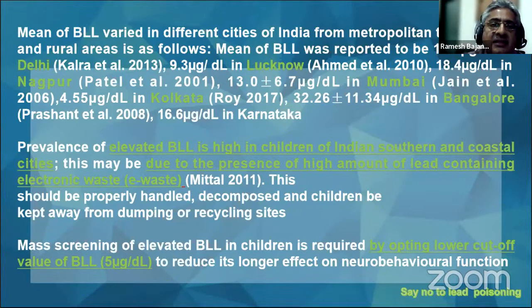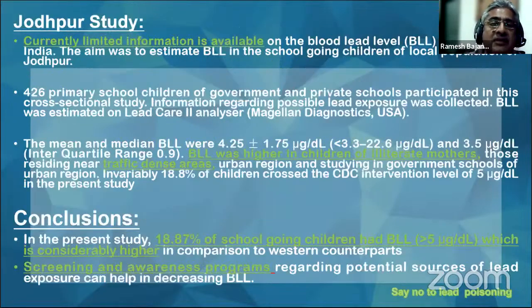In one study, the mean BLL varied in different cities, Lucknow, Nagpur, Delhi, Kolkata, in different studies. Prevalence of elevated BLL is high in children of Indian southern and coastal cities. This might be because they are software hubs and there is a high amount of lead-containing electronic waste. So this should be properly handled and decomposed, and children should be kept away from dumping or recycling sites. Mass screening of elevated BLL in children is required, opting for a lower cutoff value of BLL of 5 micrograms per deciliter to reduce its longer-term effect on neurobehavioral function.